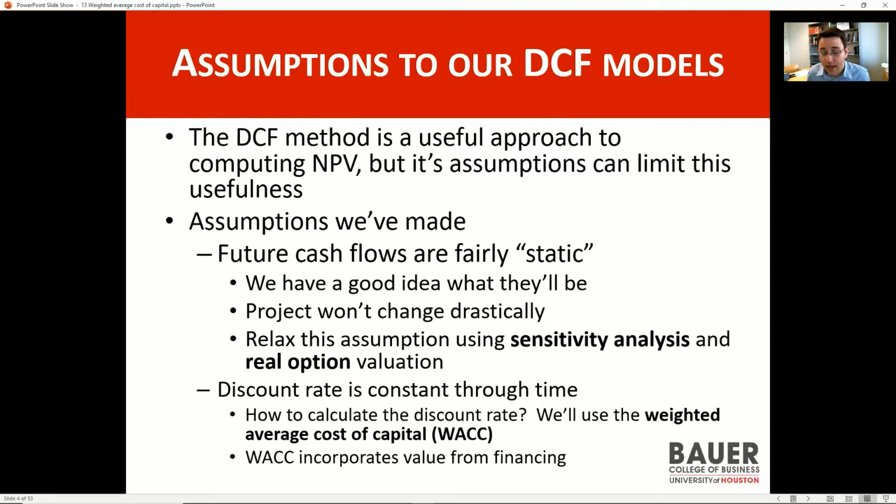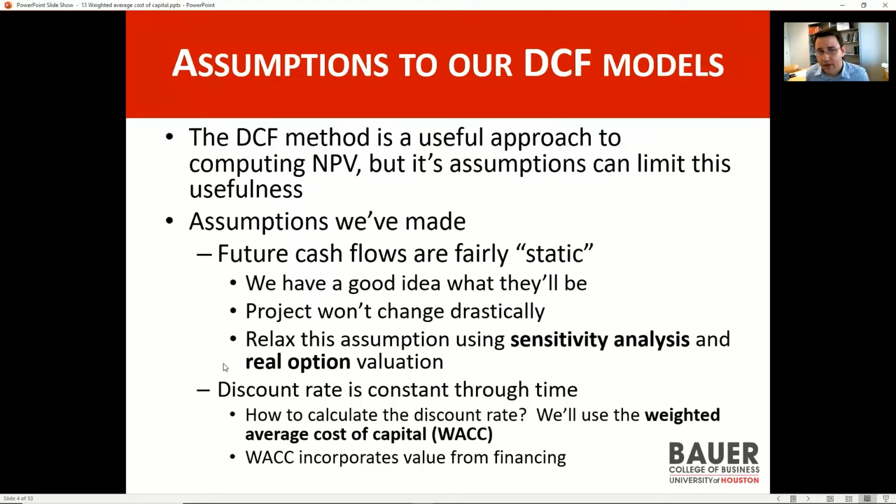Okay. Now, we've relaxed this a little bit thinking about real options. We know with real options, you can change your behavior based on how uncertainty gets realized. We've also thought about sensitivity analysis a bit. We're trying to tweak our assumptions and see if our assumptions make a difference on our NPV. But for now, we're still in this world where the cash flows are pretty static. We're going to stay in that for the rest of this lecture.